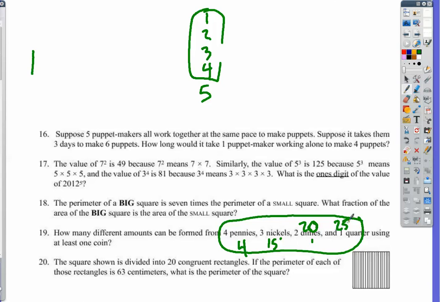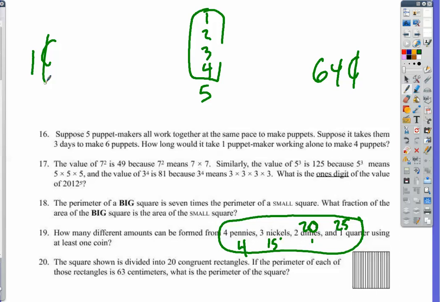25 plus 20 is 45. 45 plus 15 is 60. 60 plus 4 is 64. So I can make any combination or any value of money between 1 cent and 64 cents. Not a hard problem. It's just how you look at it that makes it tough.